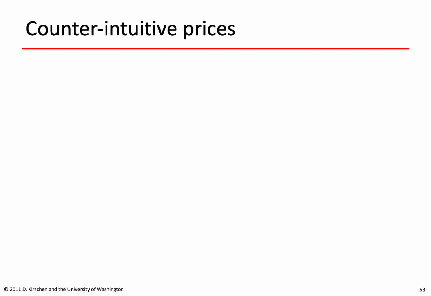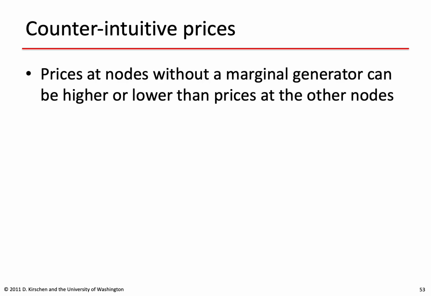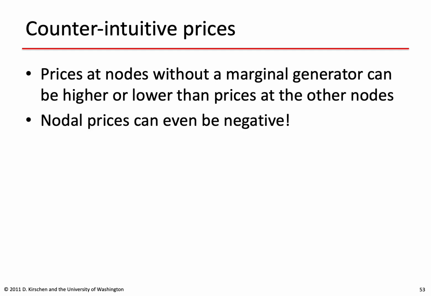Funny things can also happen with prices. They can be counterintuitive. For example, prices at nodes without a marginal generator can be higher or lower than prices at the other nodes. In our 3-bus example, we found out that the price at bus 2 was higher than the prices at bus 1 and 3. But in some cases, nodal prices can even be negative. That has been observed not only in simple examples, but also in real-life electricity markets that implement nodal prices.